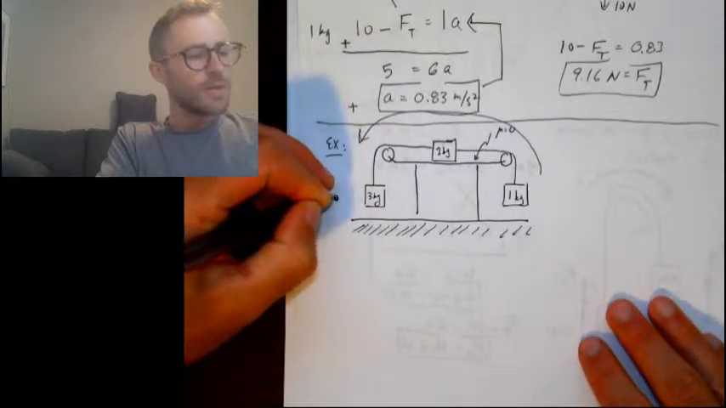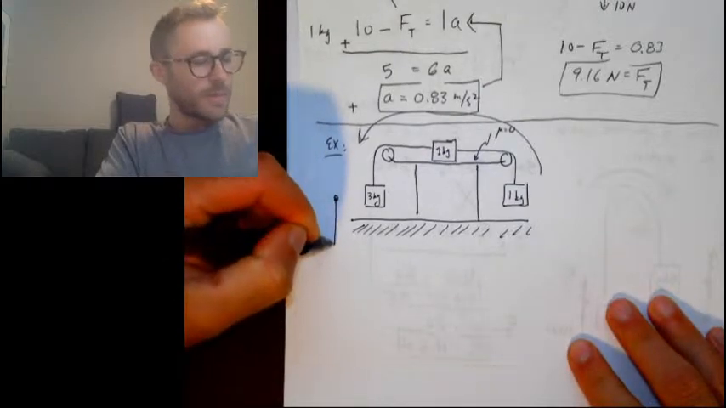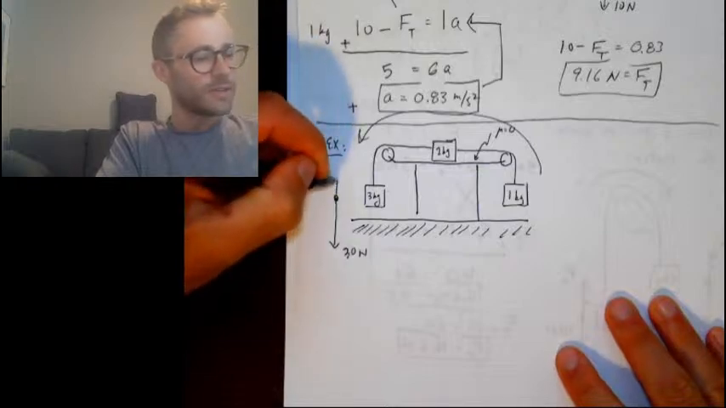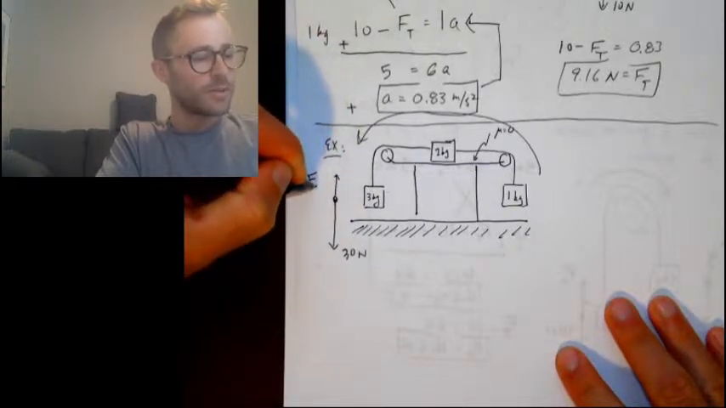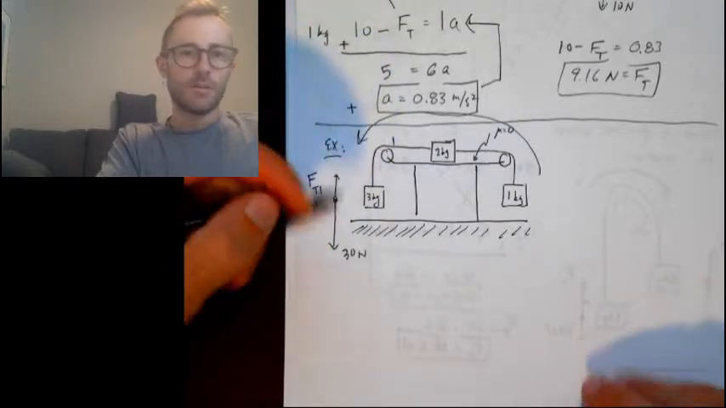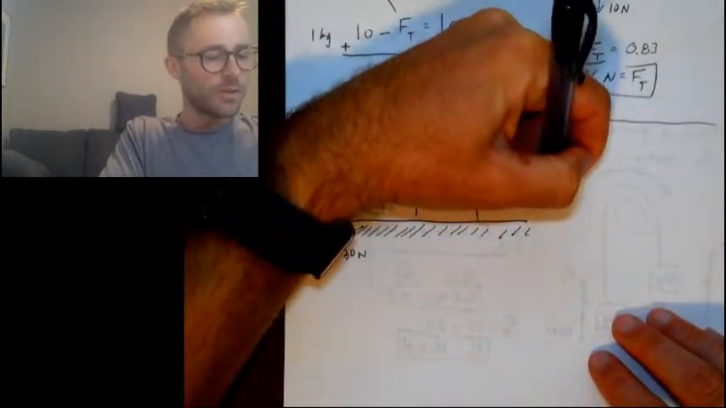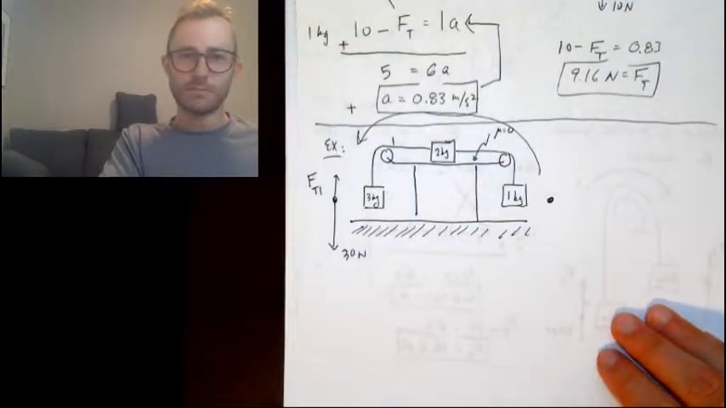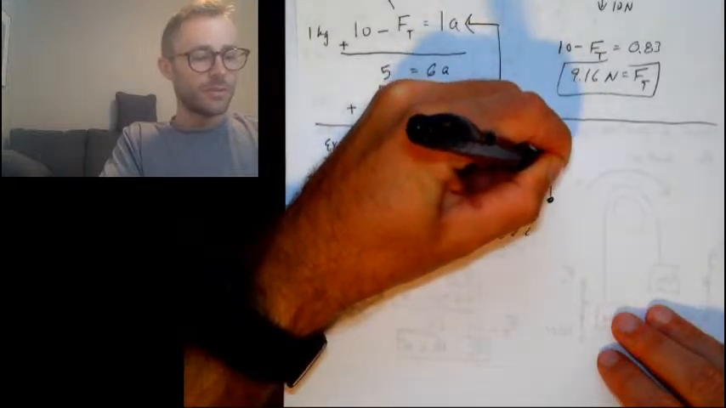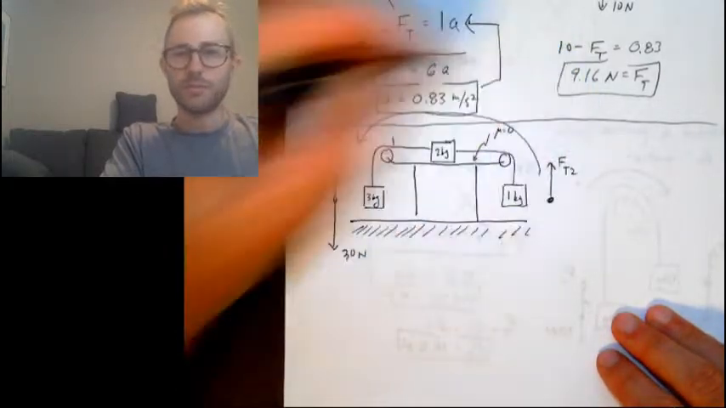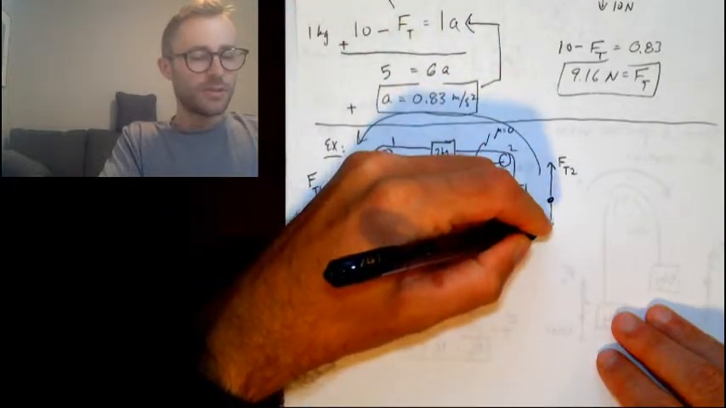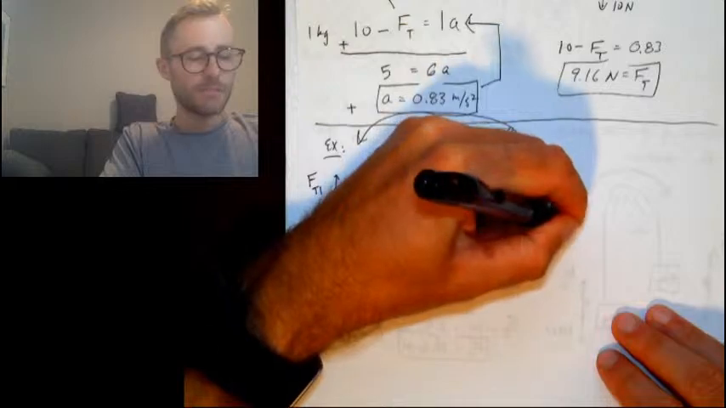So notice how the 3 kilogram has a 30 Newton weight force going down, and it has a tension, which I'll call F sub T1. So this is rope 1, holding it back. If we look at the 1 kilogram mass, it has the tension from the second rope, so I'll call that F sub T2, pulling it up, and it has 10 Newton weight force holding it back.